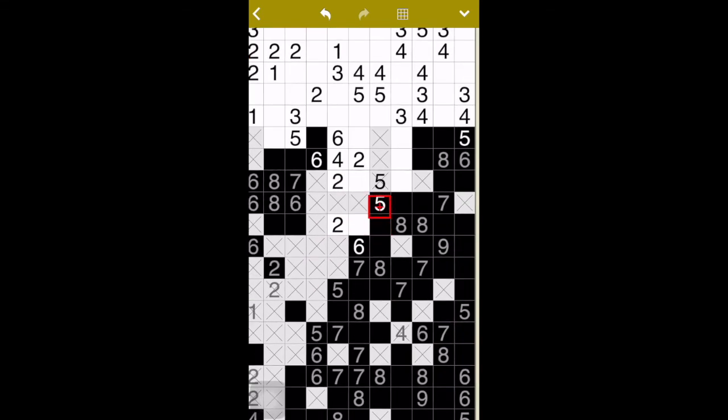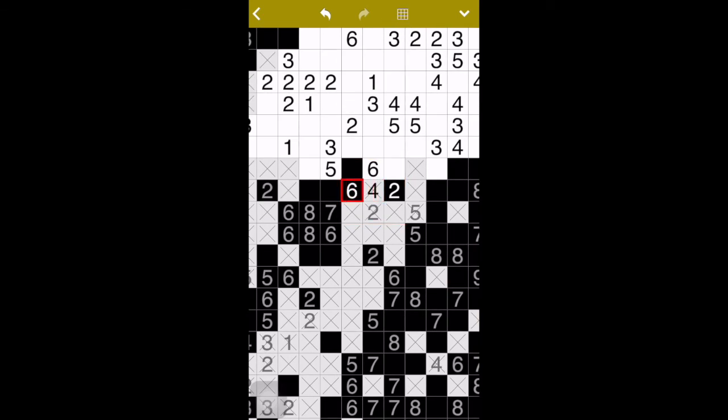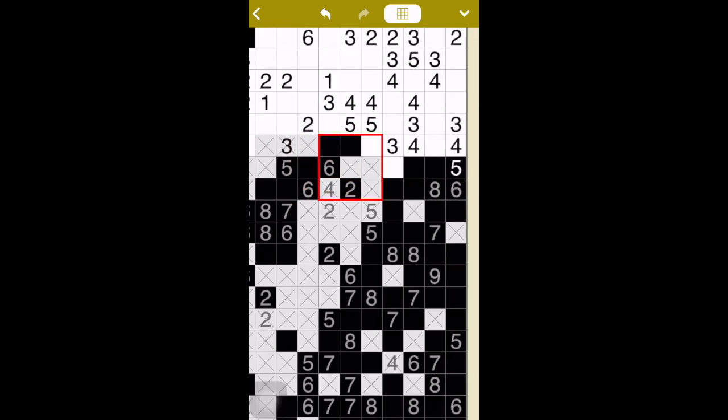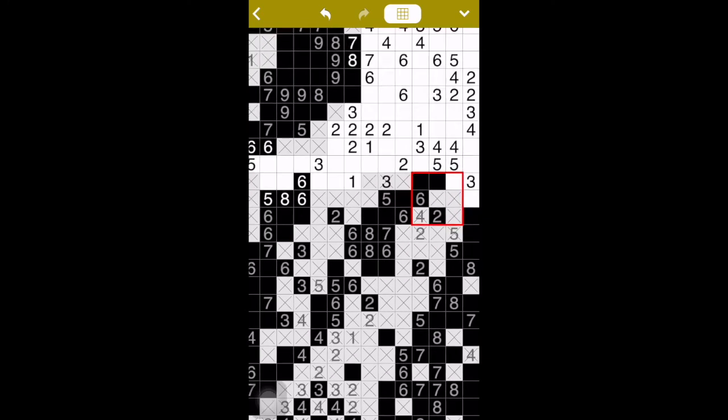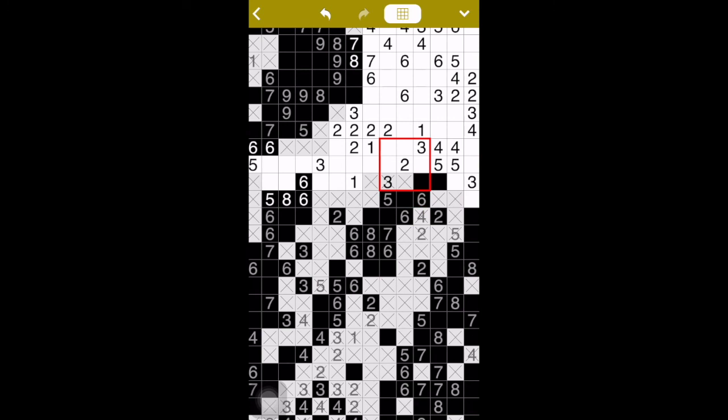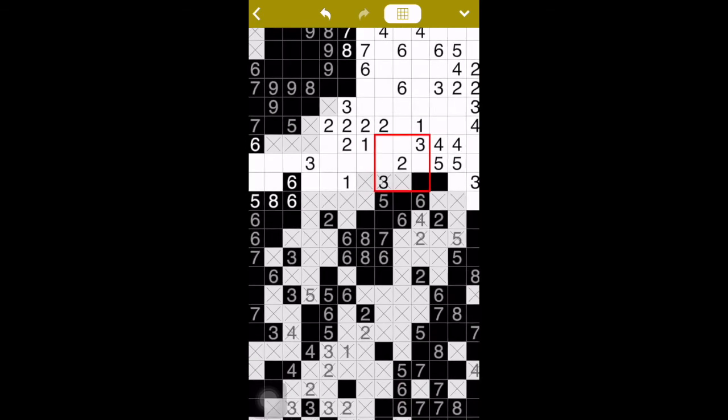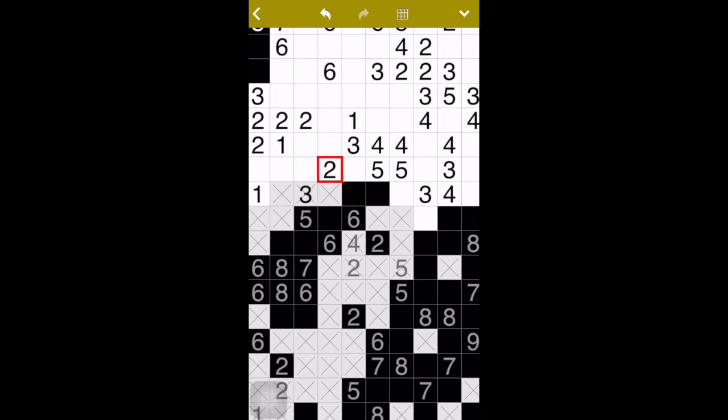Okay, same numbers, 5 and 5. Difference of 2. Okay, I see one here. Maybe I don't have to do it this way, but I think I will because I want to explain this. So let's look at the 2 here and the 3 and 1, difference of 2.